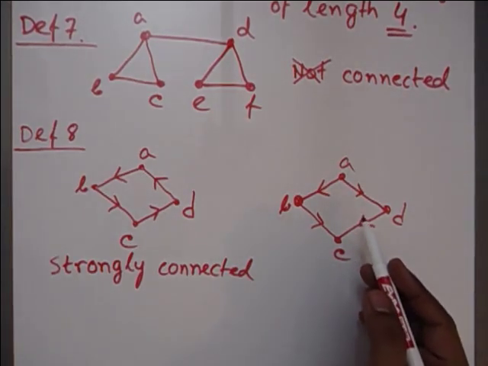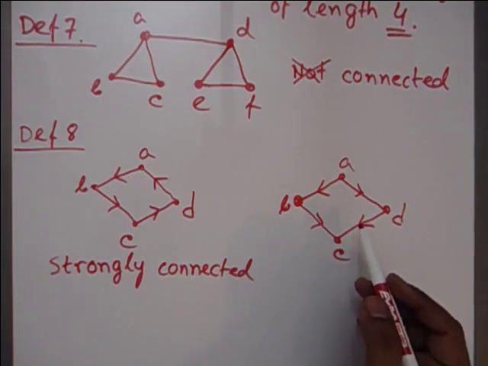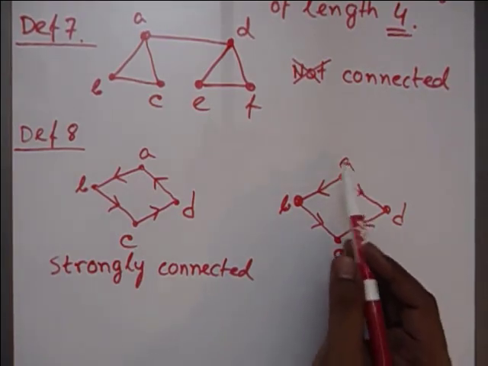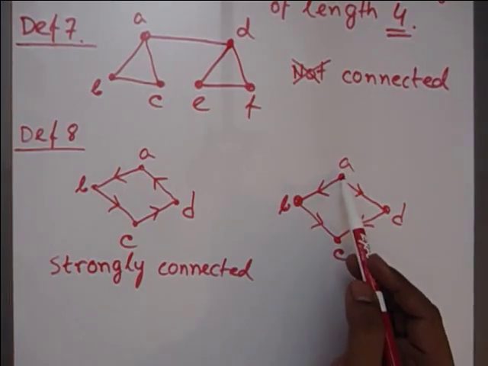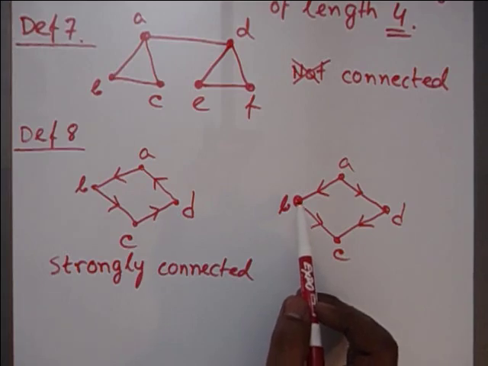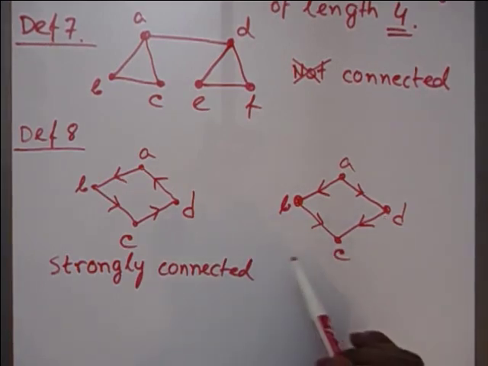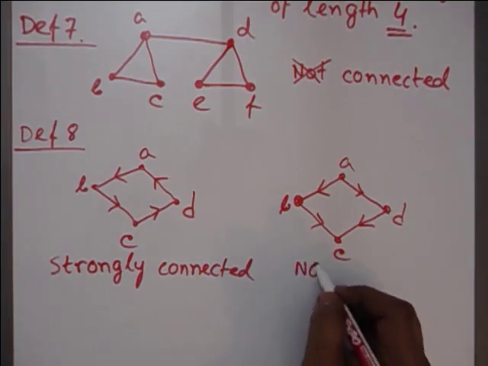Now let's see this graph. This is a directed graph. Is it strongly connected? Do we have a path? Let's take a pair of vertices A and B. We have a path from A to B. Do we have a path from B to A? We do not have a path from B to A, so it is not strongly connected.